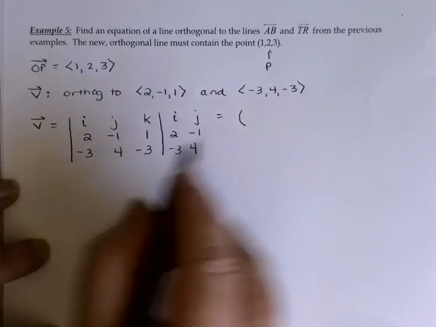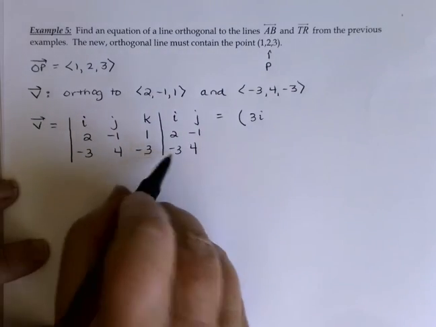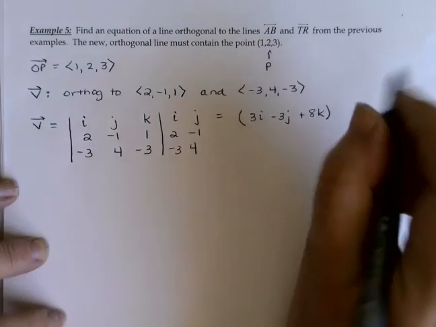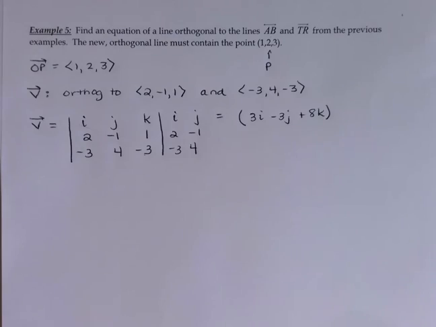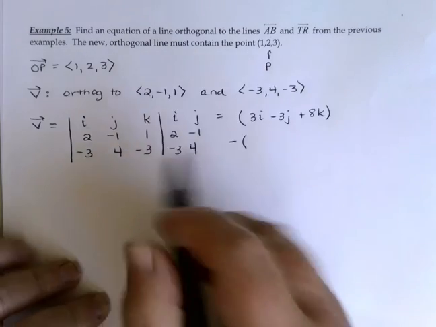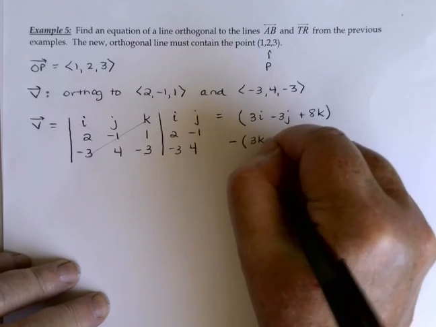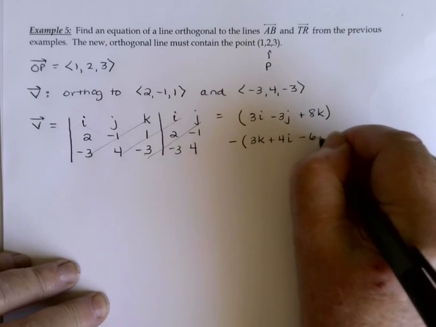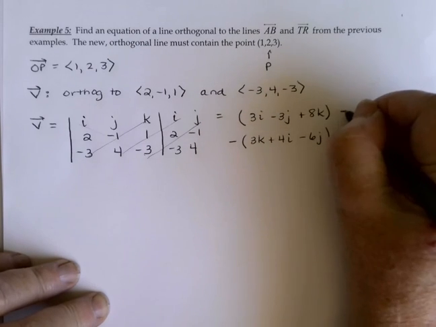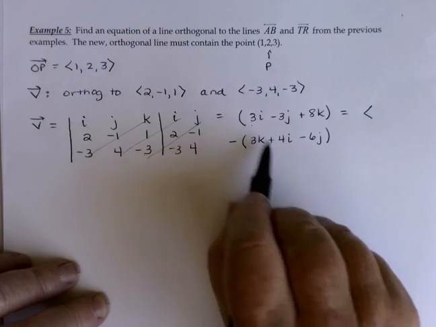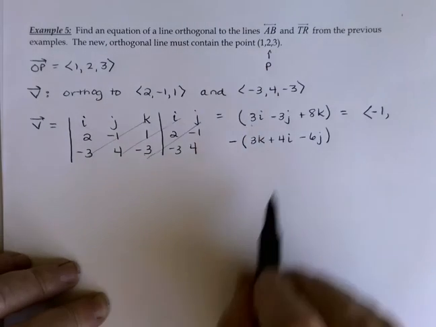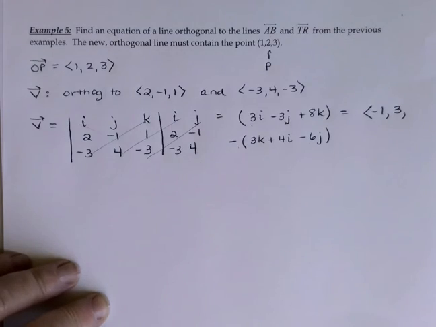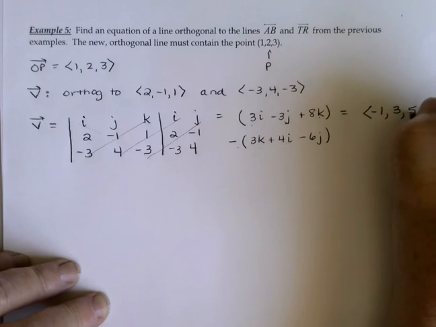Let's see, I have 3i minus 3j plus 8k. And then we'd have to subtract 3k plus 4i minus 6j. So let's see, 3i minus 4i would be negative 1 for the x's. Negative 3 plus 6 would give me a positive 3 in the y values. And 8 minus 3 would give me 5 for the z's.